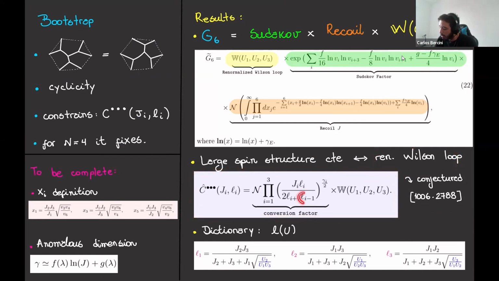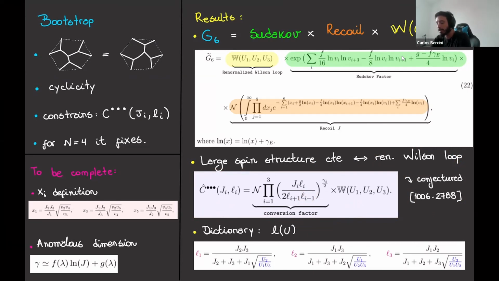Where these little l's here, I just replaced them by the saddle point value. So what this means is that on the left-hand side, we have the 3-point function that depends on spins. And on the right-hand side, we have the renormalized Wilson loop, which depends on the cross ratios U_i.